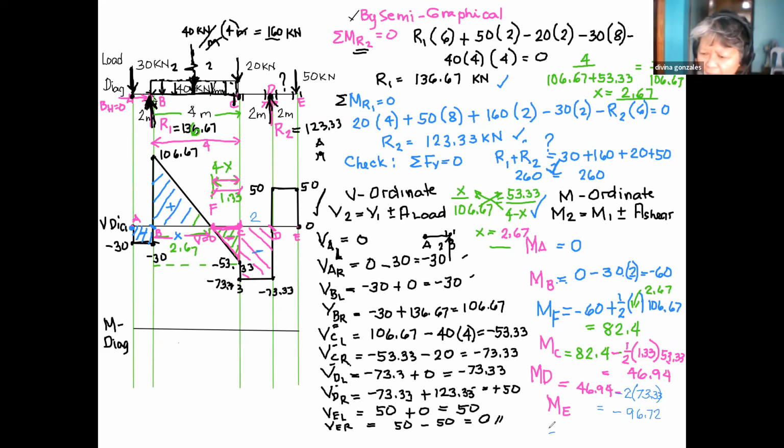The moment at E is the moment at D, negative 96.72. Then you analyze the area from D to E. This is the area from D to E. It's also a rectangular area, but it's above, so I will add. What is that area?